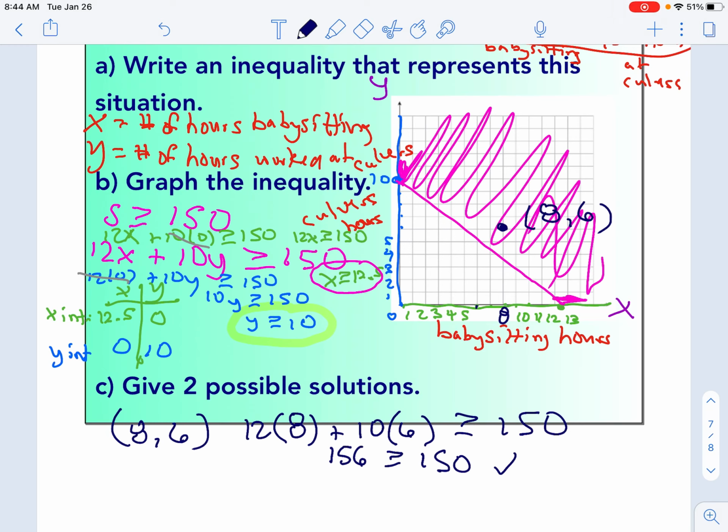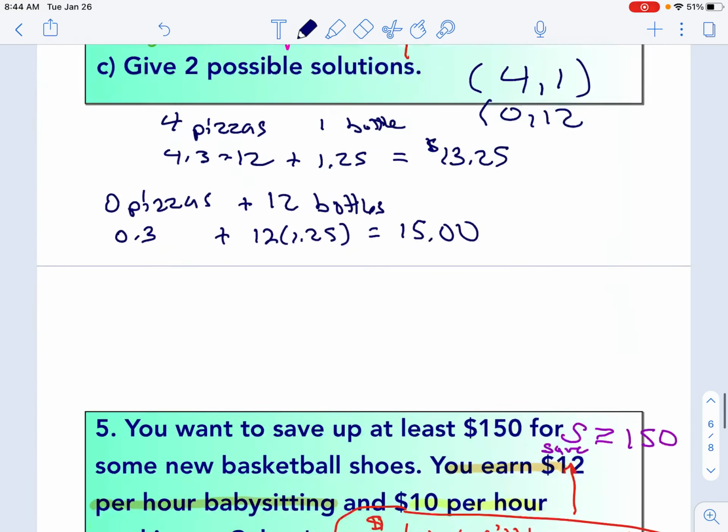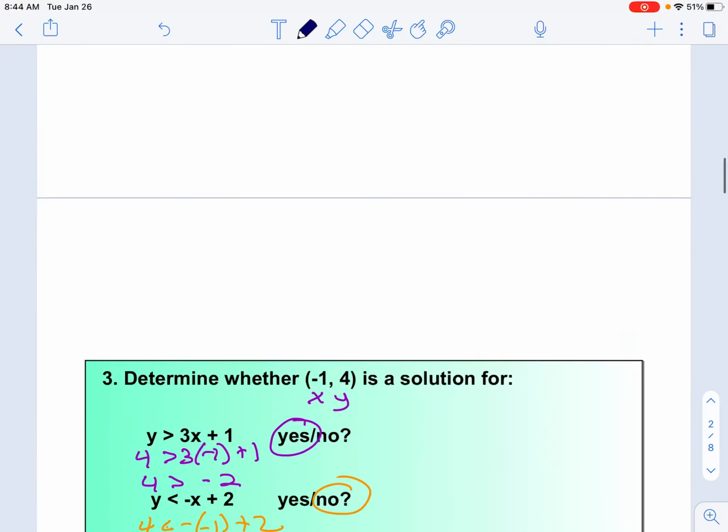Okay, what's another possible solution? Just pick out an ordered pair. I know that I'm in the right range. I just wanted to show you how the money and how the application works with the simple equation. So another ordered pair would be over here, that if we worked 12.5 hours at babysitting and 0 hours at Culver's, we would still be exactly equal to $150 in this case. And you could plug those in to see that. So that's the end of our day 5, I believe it was, lesson.